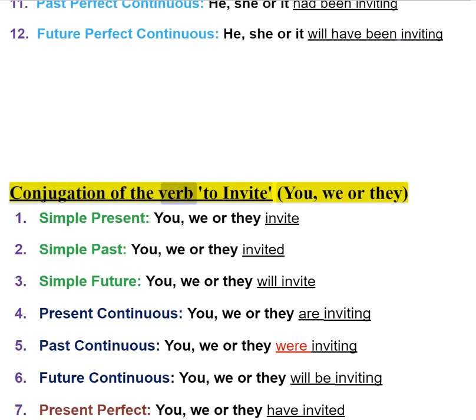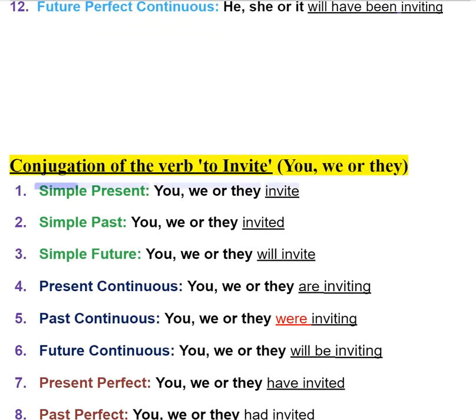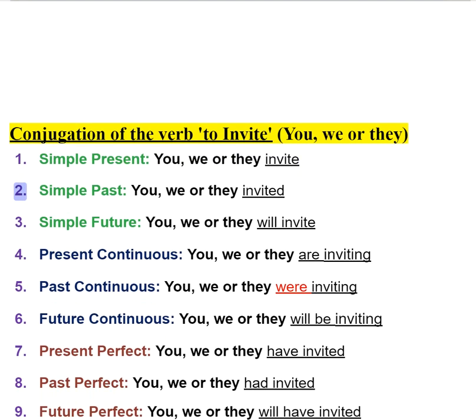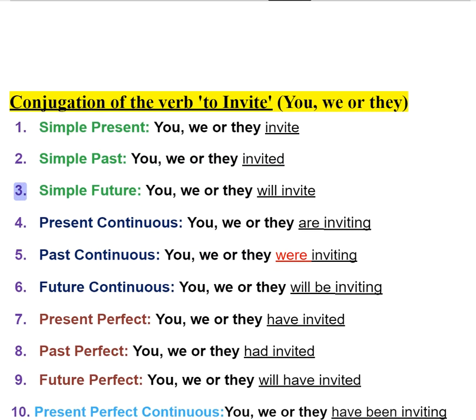Conjugation of the verb to invite, you, we or they. 1. Simple present, you, we or they invite. 2. Simple past, you, we or they invited. 3. Simple future, you, we or they will invite.